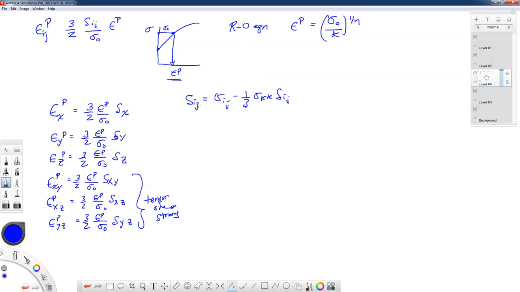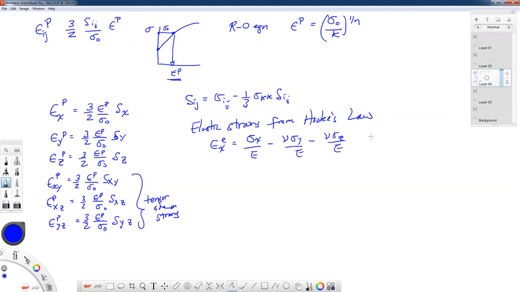And if we want to find our elastic strains, we just use Hooke's law. So for example, epsilon x elastic is equal to sigma x over E minus nu sigma y over E minus nu sigma z over E. And you have your other two equations. And the tensor shearing strain, epsilon xy elastic, is equal to tau xy over 2G. And then, of course, gamma xy would be equal to 2 epsilon elastic xy plus 2 epsilon plastic xy.